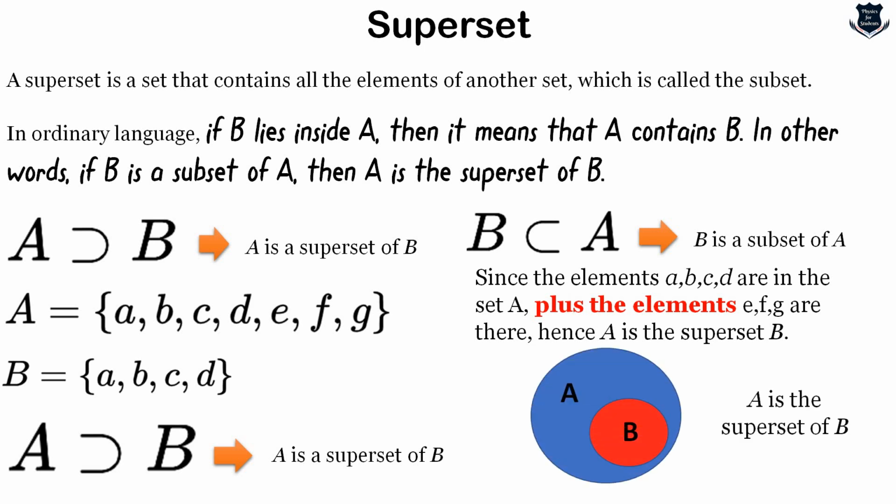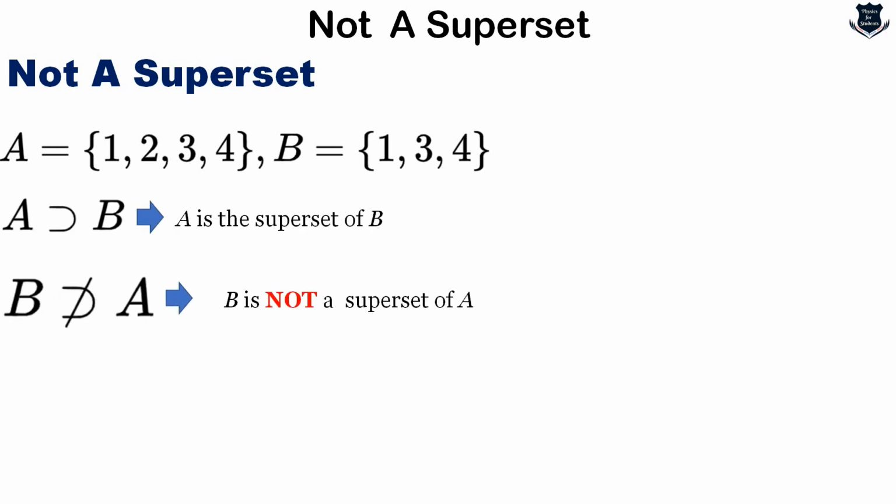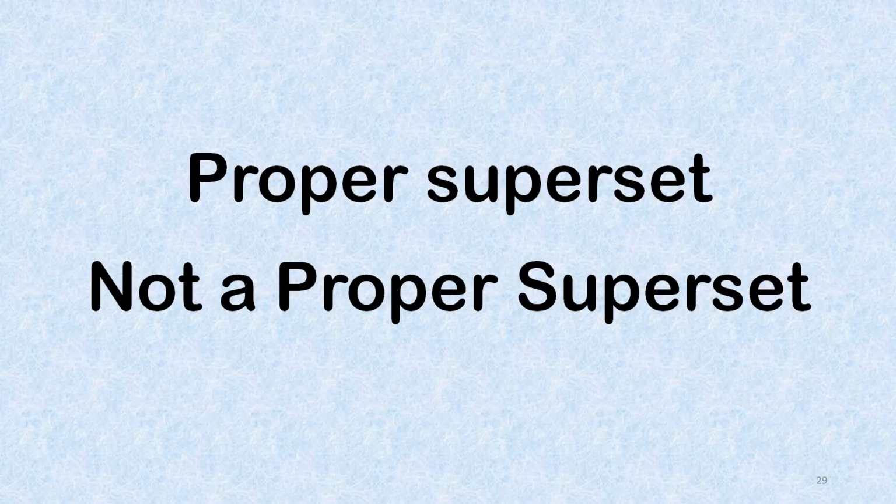So this is a kind of schematic diagram which shows A is the superset of B. Okay, what is not a superset? Simple. If A equals {1, 2, 3, 4} and B equals {1, 3, 4}, then A is a superset of B, but B is not a superset of A. Why? Because the reason is that, just a second.